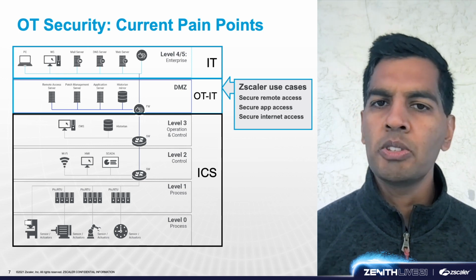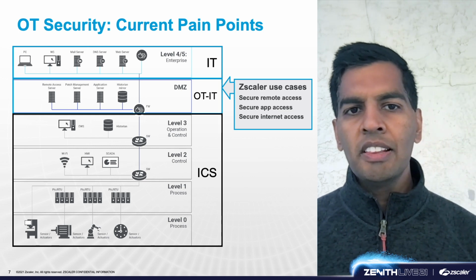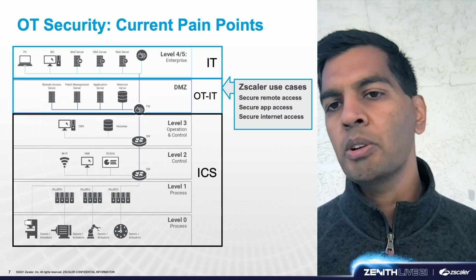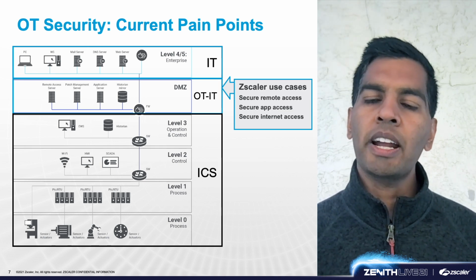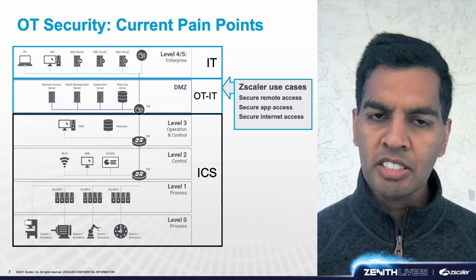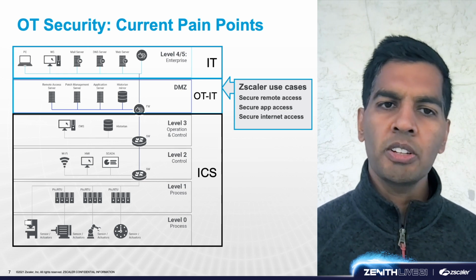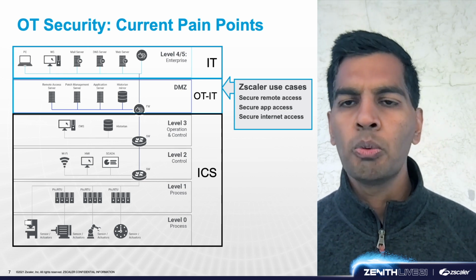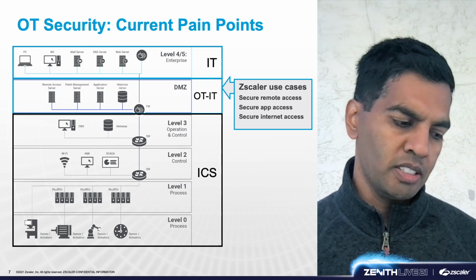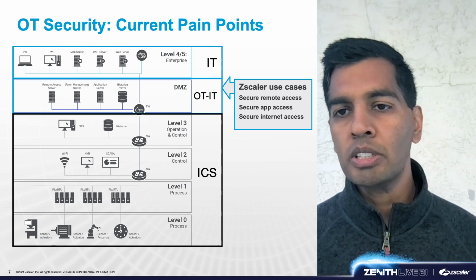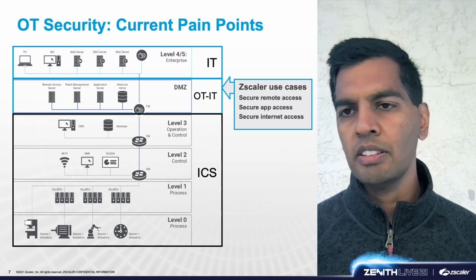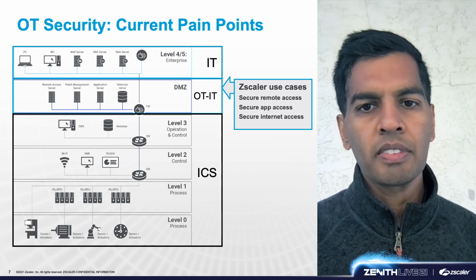The second one happens to be secure application access. This is your workstations connecting back to ERP systems. This is your industrial IoT sensors connecting back to data analytics. When you talk about secure internet access, this is the ICS employees or users from the manufacturing floor wanting to connect to the internet, or a couple of workstations that need internet access for, let's say, downloading updates or software. So it's highly controlled access across the board, whether it's remote access, app access, or internet access.